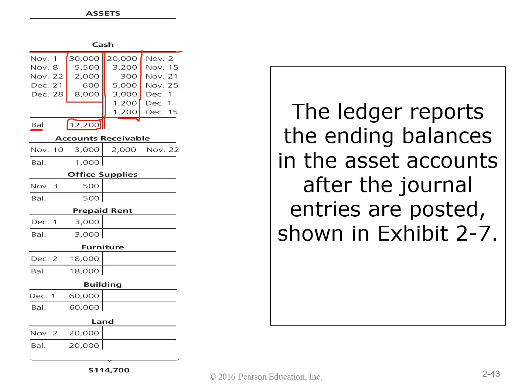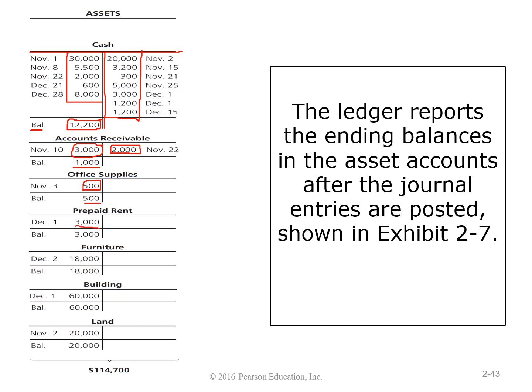This is why it is said here that the ledger reports the ending balances in the asset accounts after the journal entries are posted. The same has been done for accounts receivable. 3,000 increase in accounts receivable, 2,000 have been collected, so we're still entitled to receive another 1,000. Office supplies, we purchased 5,000 of supplies and it is still there, so this is the balance. We didn't use any of those supplies yet.